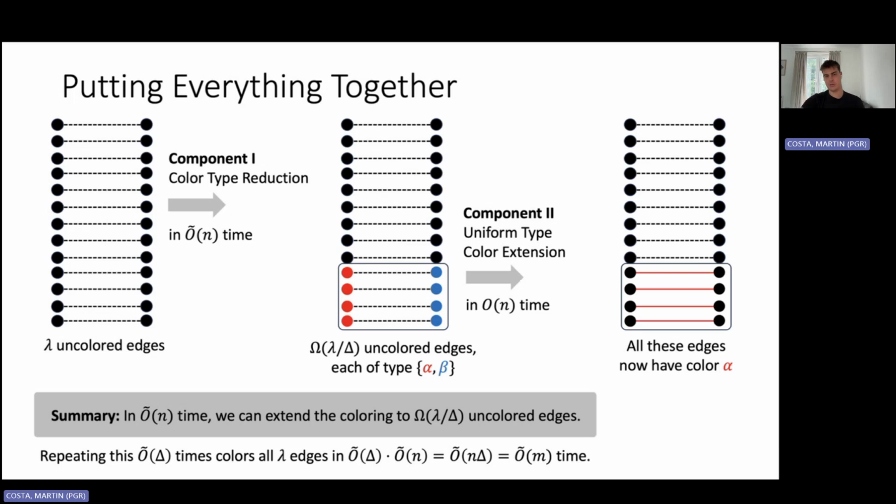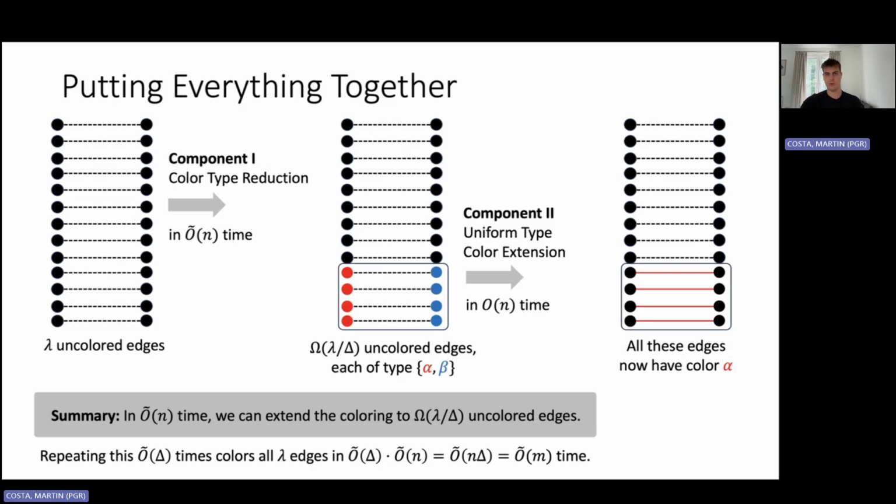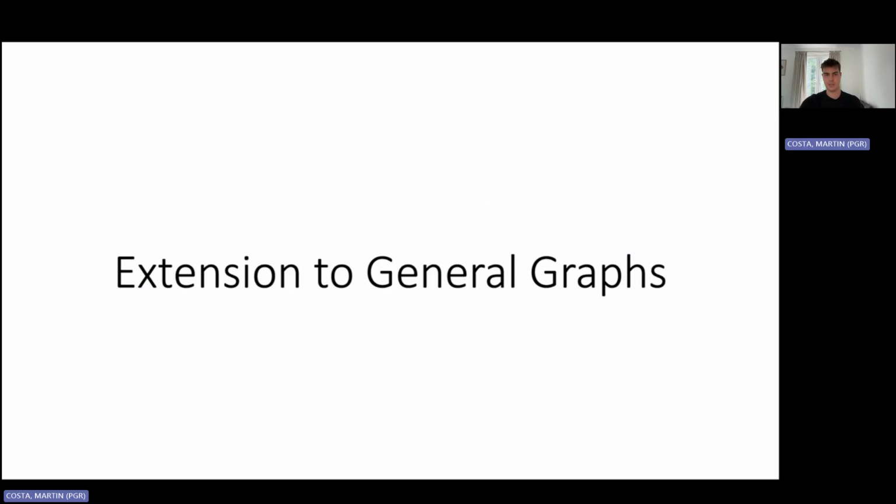I mean, this is sublinear in the size of the graph. And we do this delta times, so the total running time is n times delta, which is m by our assumption of near regularity, okay? So this is our algorithm for bipartite graphs and how this works.